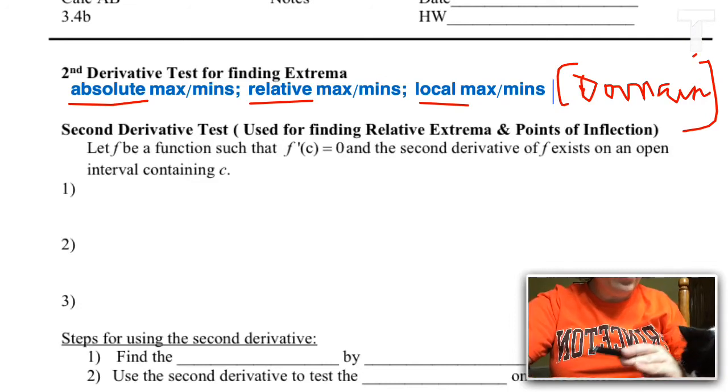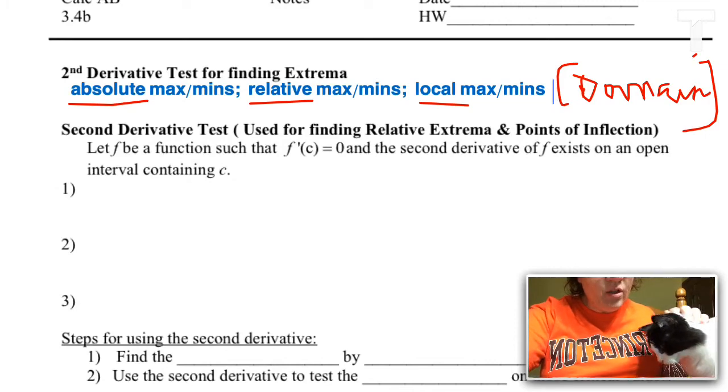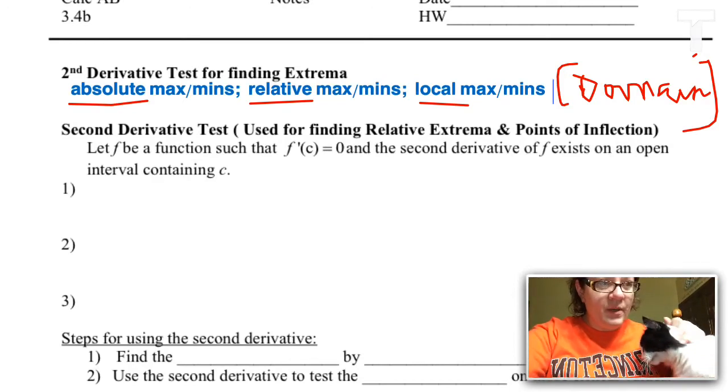So look who's here to work with us tonight. Calculus. Calculus is back, aka Patches. So he loves doing extrema.